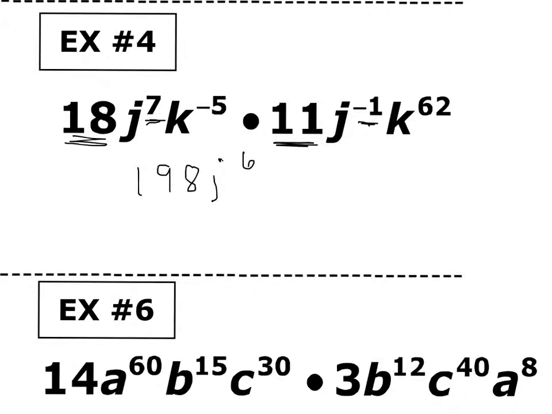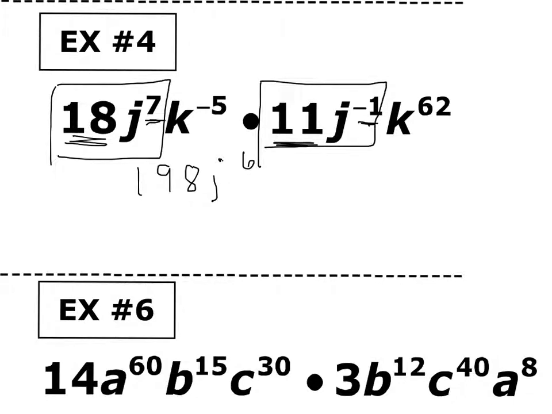Okay, so go ahead and circle our j's. Keep doing the same thing that we've been doing. And lastly, we have our k's. Our k's both have a coefficient of 1, so we don't need to worry about that. Let's circle our k's in red here. Since they have the same base and they're multiplied together, we can add the exponents. So negative 5 plus 62, if you put that in your calculator, would give you k to the 57. So your final solution, 198j to the 6th, k to the 57.